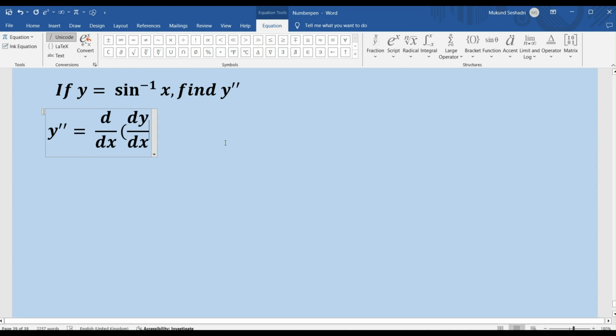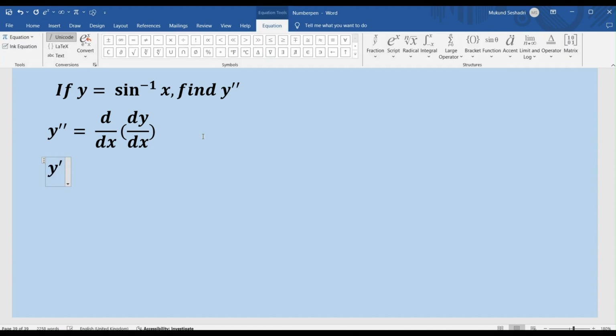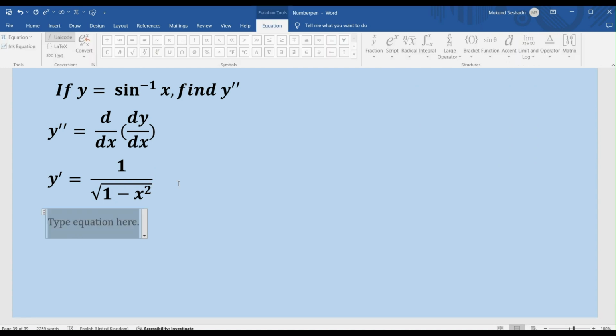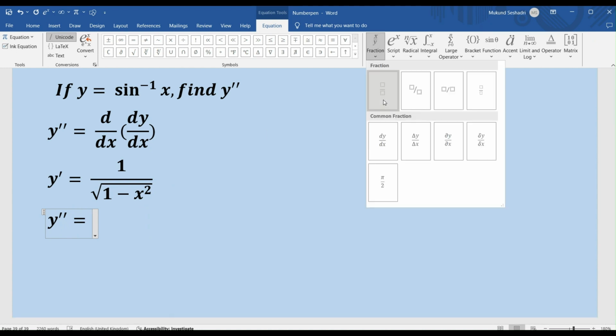So our dy by dx is pretty simple and straightforward, and we know from first principles that my y dashed for this particular expression sine inverse of x is nothing but 1 divided by square root of 1 minus x square, right? So let's write that down. So now we've been asked to find y double dashed, which is nothing but d by dx of y dashed, right? So what is our y double dashed? D by dx of y dashed, right?